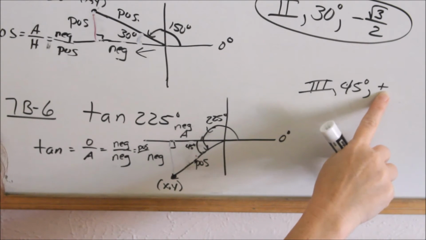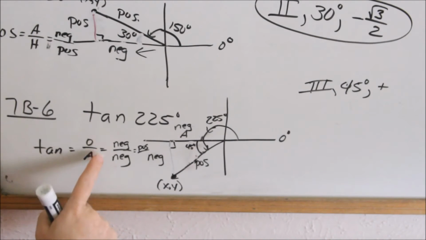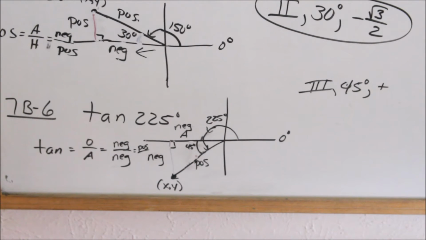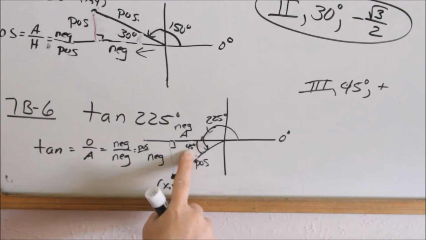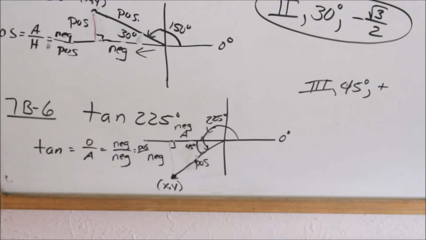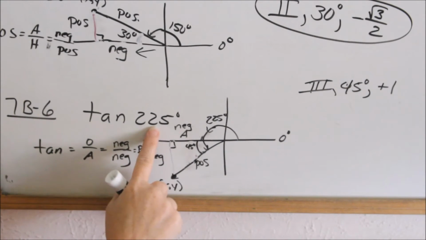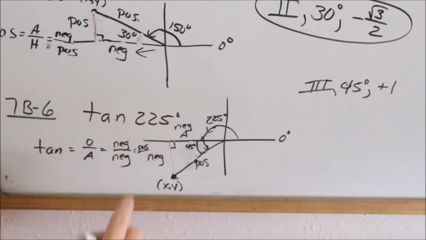You don't have to write the positive sign. I'm just writing it here to emphasize it will be a positive, because a negative divided by a negative is a positive number. Then I'll use 45 degrees as my reference angle, and I can refer to page 18, or you can look at your formula sheet of tangent of 45 degrees. Tangent of 45 degrees is 1. So the value of tangent of 225 degrees is a positive 1.